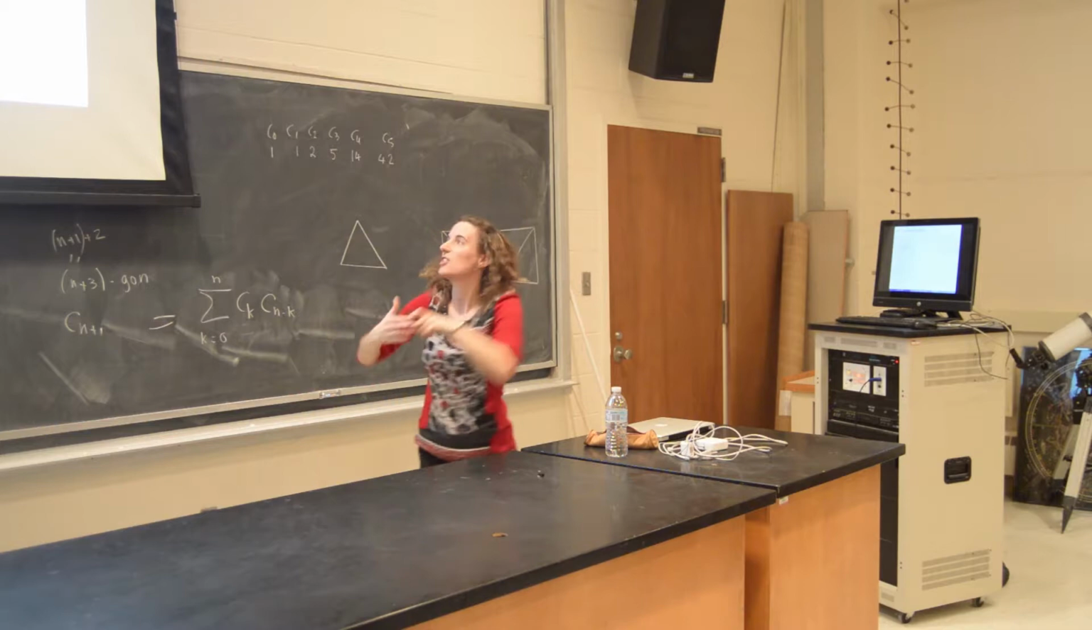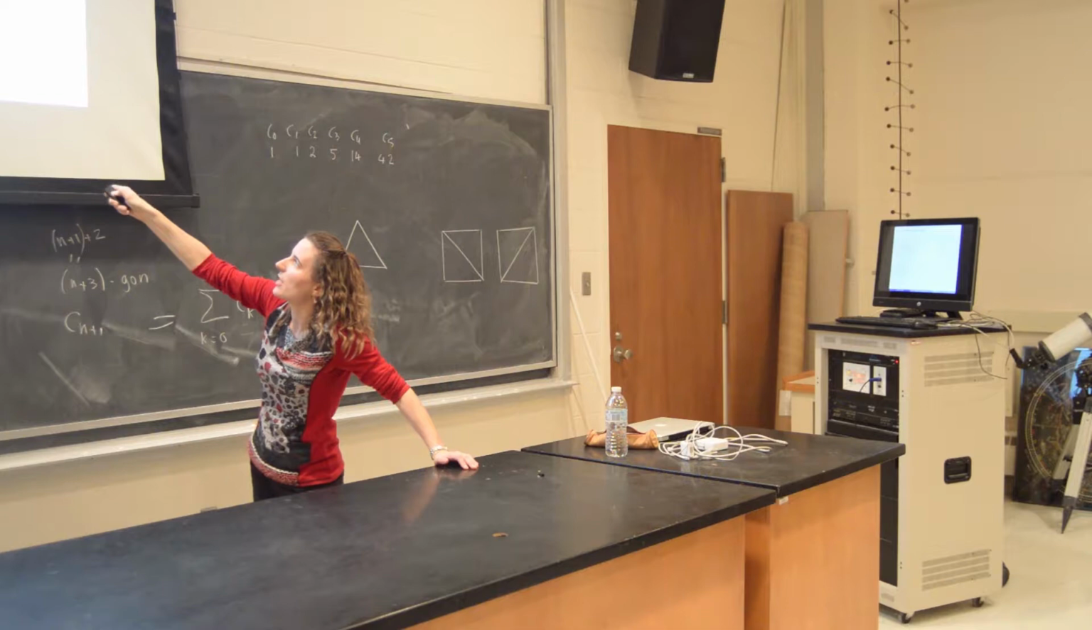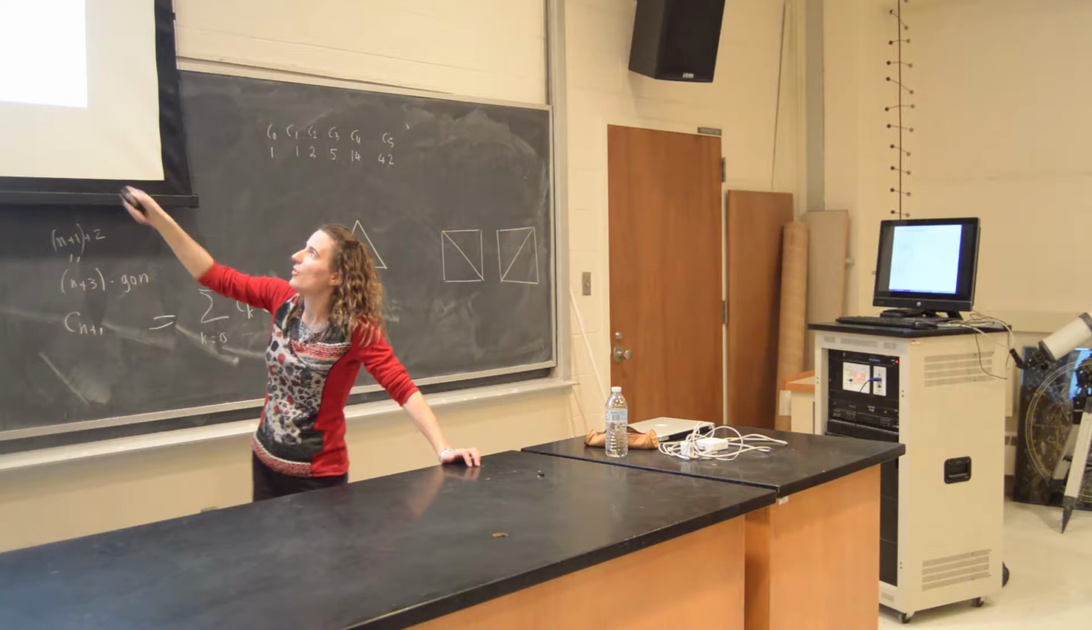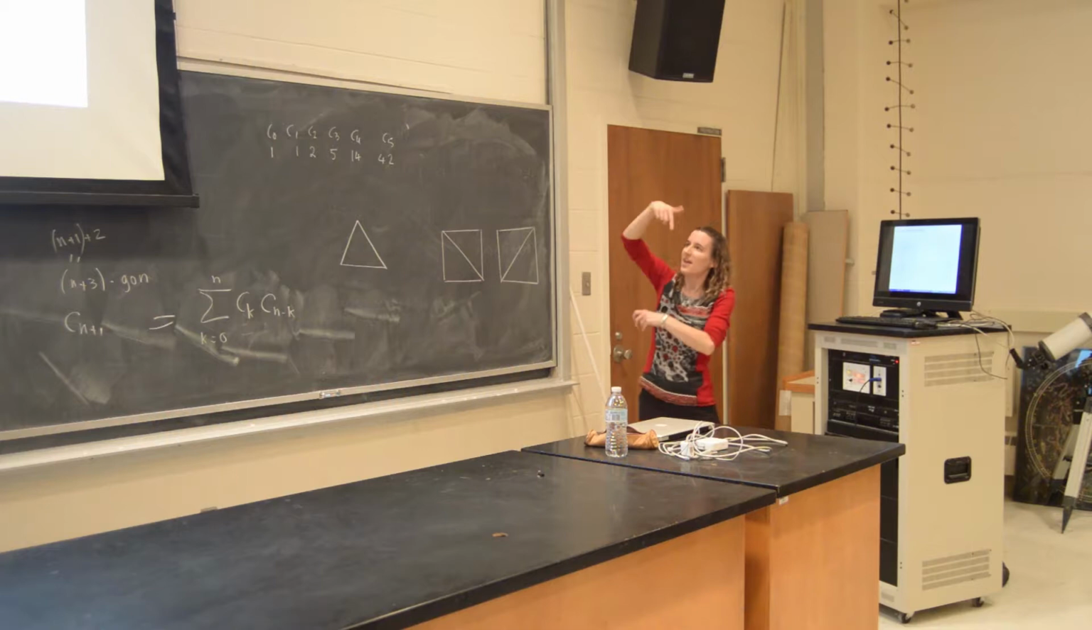Then there are two options: either the third person shakes hands with number two, or the third shakes hands with number one. But if the third person shakes hands with number one, they will be crossing hands, so that is not possible. So that means three has to shake hands with two, and there's just a unique way. And then it keeps going.